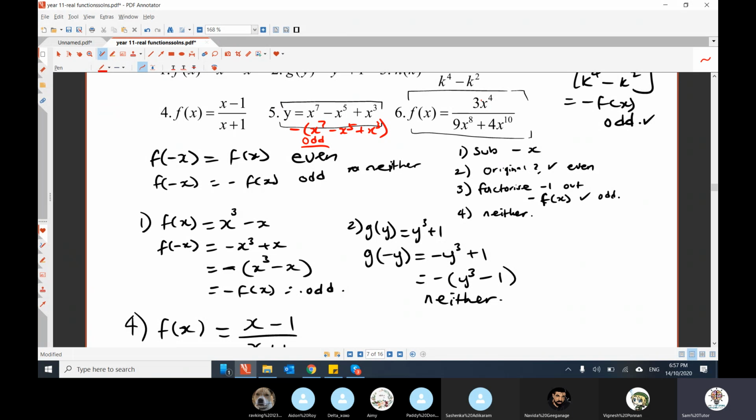What about this? What happens when you put a negative into the power of 4? Power of 8? Power of 10? What's going to happen? Are they going to change? No. So guess what's going to happen here? Exactly the same, which is even. So through observation, you should be able to see that.